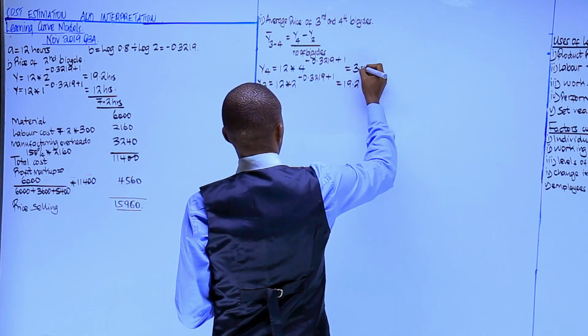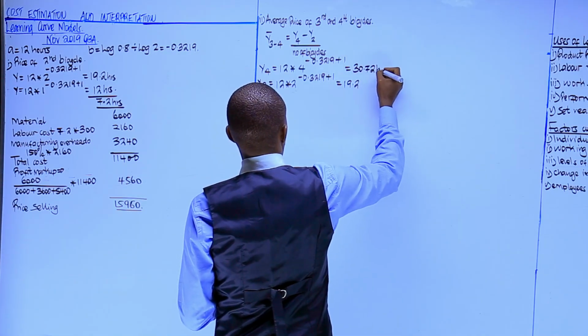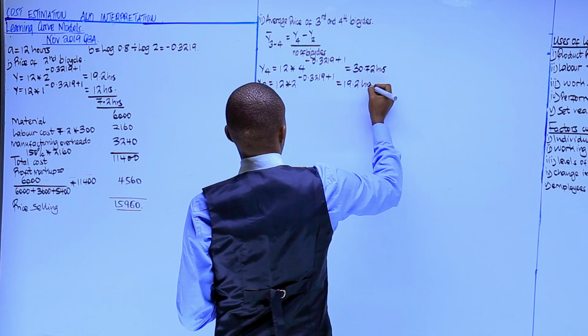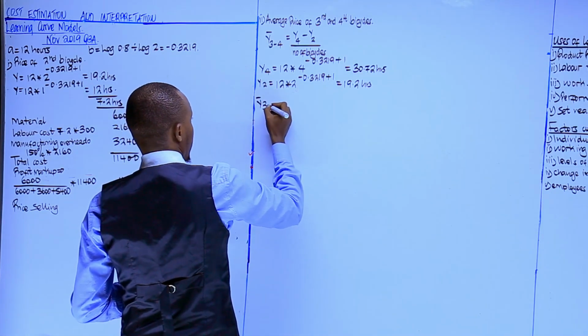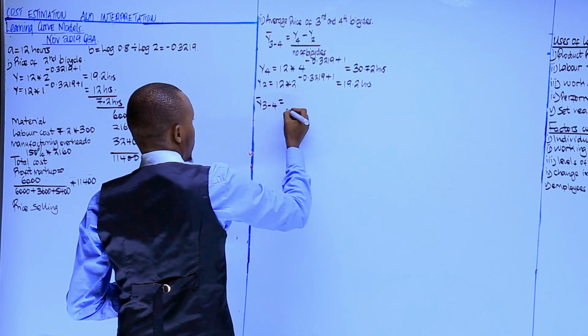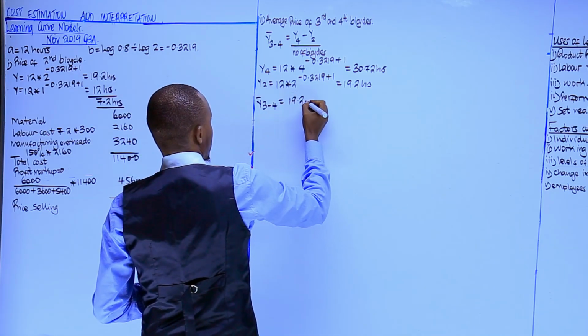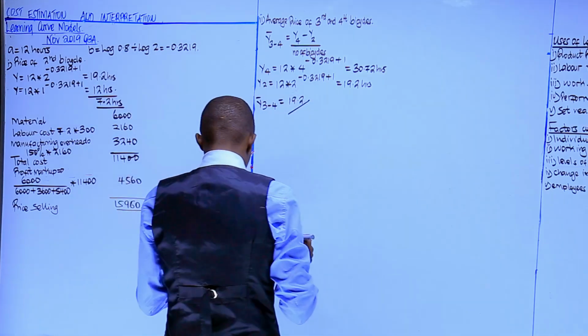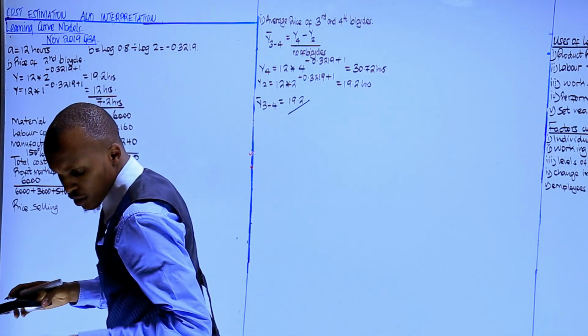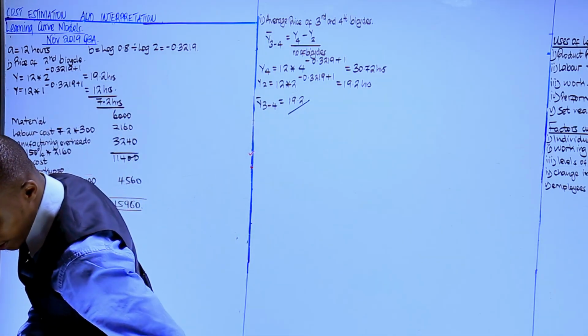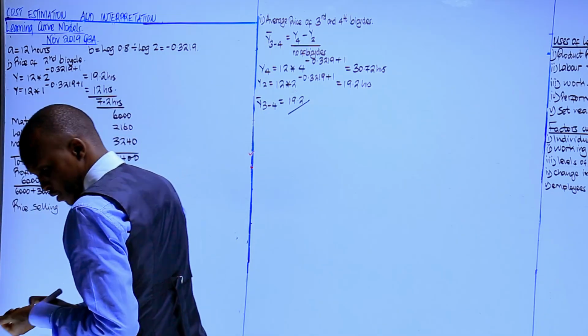This is the 30.72 hours. So therefore, the average time for third and fourth will be 19.2. In fact, the average price for the third.